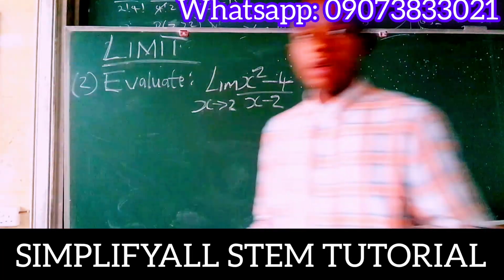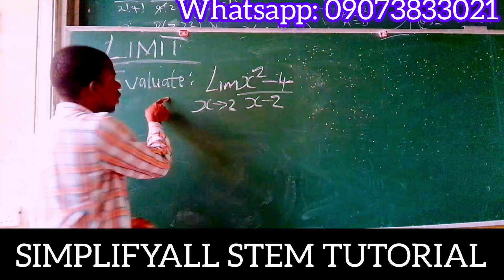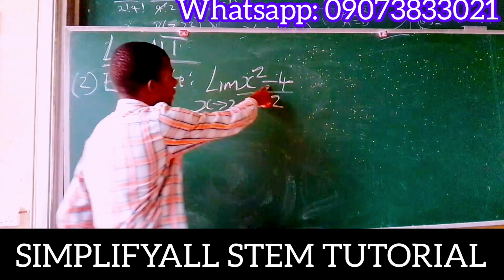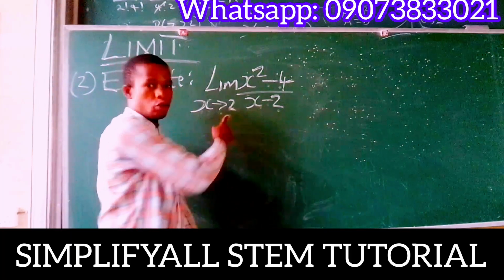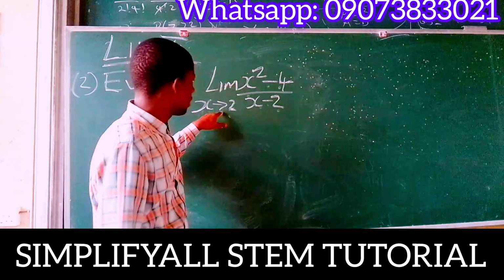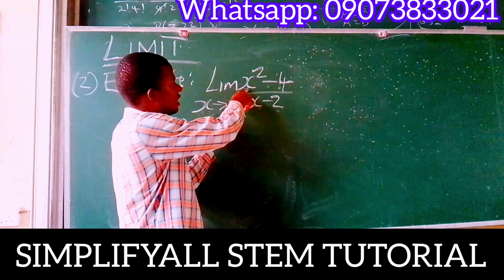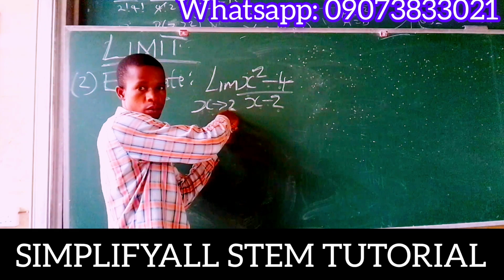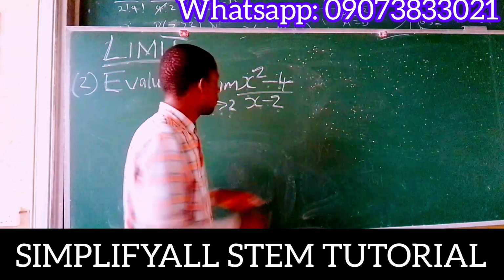Now let's look at the second example on limit. We should evaluate the limit of x squared minus 4 all over x minus 2 as x tends to 2. As x tends to 2, what they are telling us is that anywhere we see x, we should put 2.